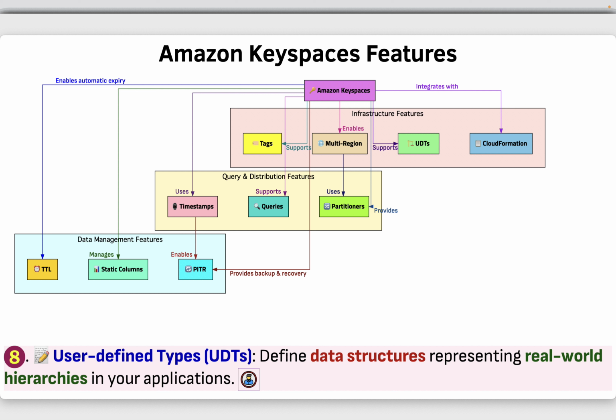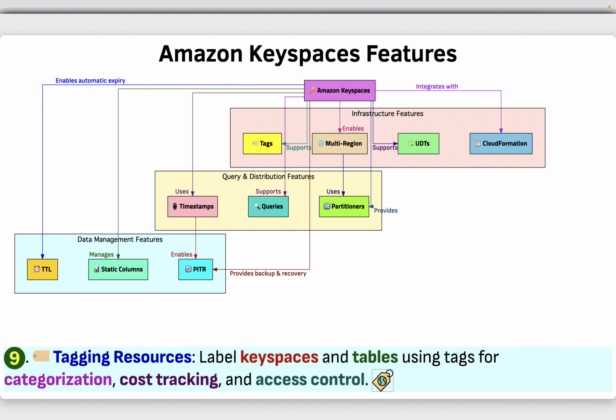User-defined types, UDTs. With user-defined types, you can define data structures in your applications that represent real-world data hierarchies. Tagging resources. You can label Amazon Keyspaces resources like keyspaces and tables using tags. Tags help categorize resources, enable cost tracking, and let you configure access control based on tags.